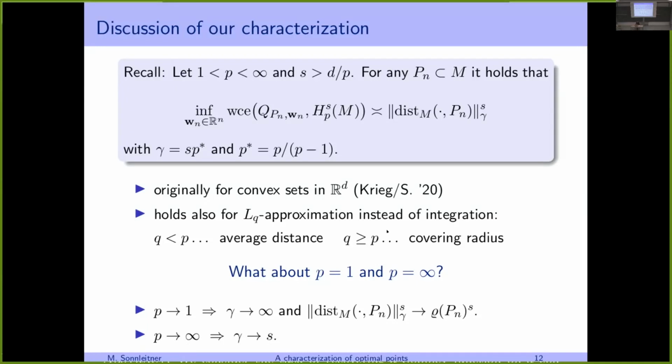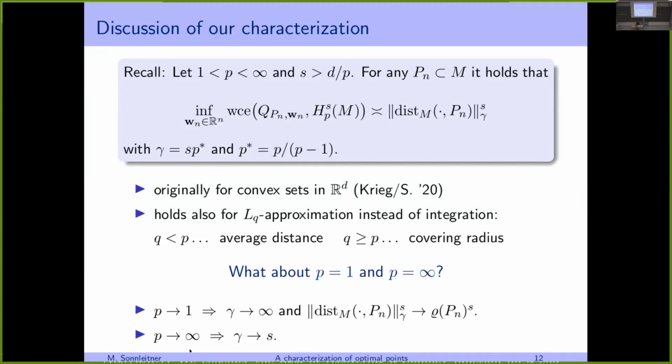And what about these boundary cases? We considered only p between 1 and infinity because we used an equivalent characterization via partitions of unity. And there it is, I think, not known or not true that this also holds in these boundary cases. So one would maybe need a different method to prove it. But intuitively, what do we see? If p tends to 1, then gamma tends to infinity, and we approach the covering radius to the power of s.